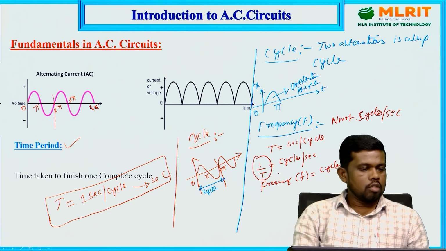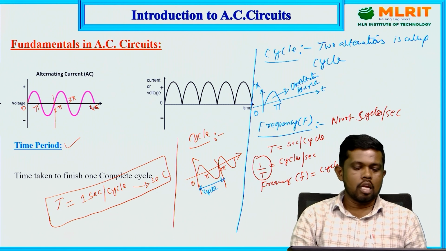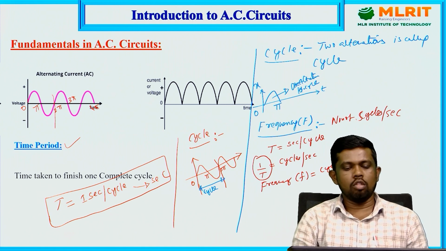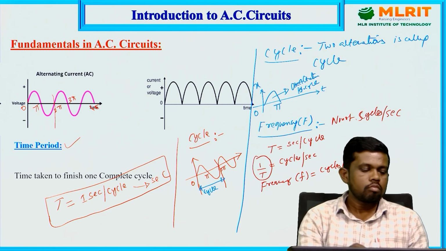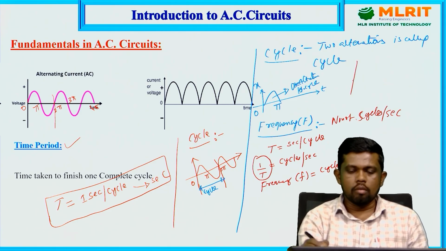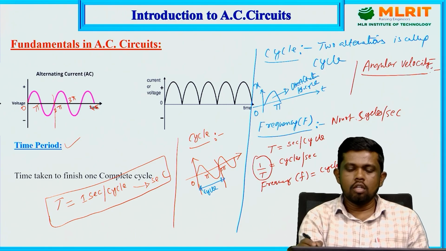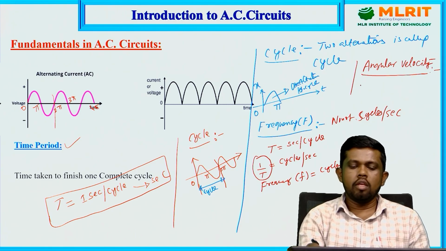So these are the basic things about the AC circuit: time period, cycle, alternation, and also the frequency. Other things we also need to discuss, that is angular velocity. Angular velocity is always denoted by omega.